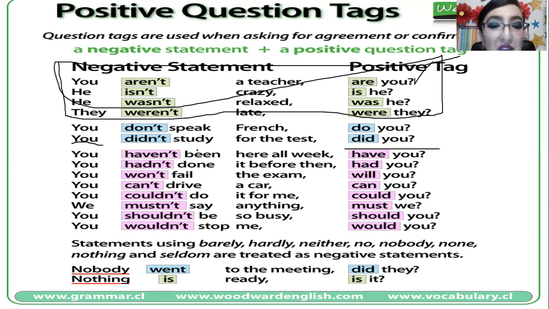So, you haven't been here all week. Have you? Which one is my modal verb? Haven't been, because remember that this is present perfect. And with present perfect, the most important modal verb is going to be have, okay? Not the second verb. The one that is important here is the modal verb. You haven't been here all week. Have you?